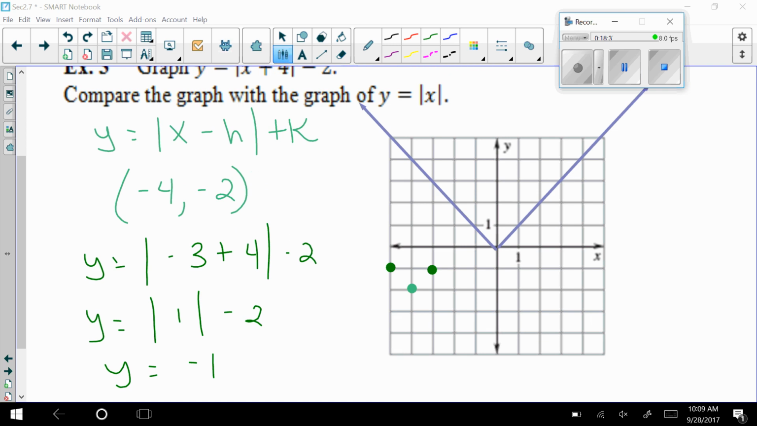So I've graphed my absolute value of x function in the purple, and then I found another point on my translated function. I chose to look at when x is -3, and my solution was y equals -1. My vertex is -4, -2, so then I can use symmetry to find my x is -5, y is -1. And in the green, you can see the graph of the translated function.